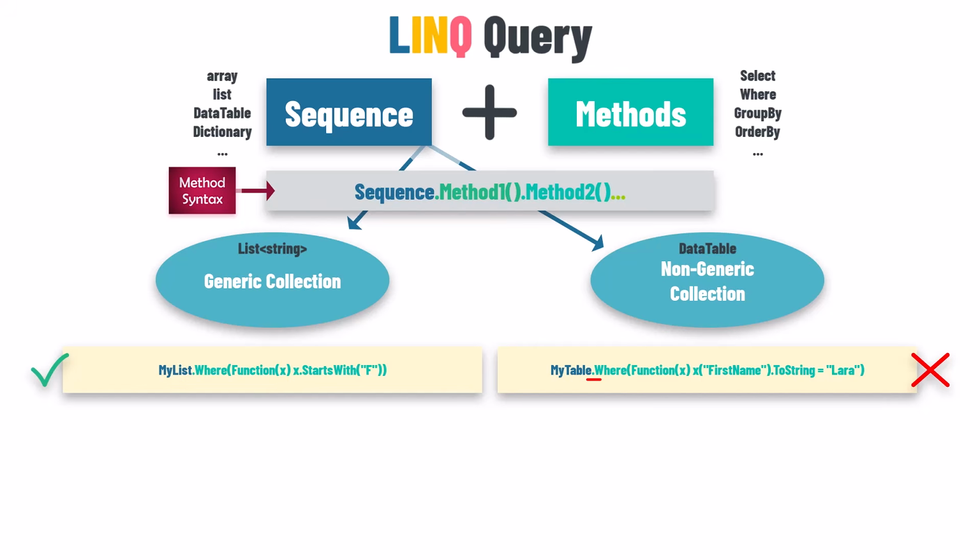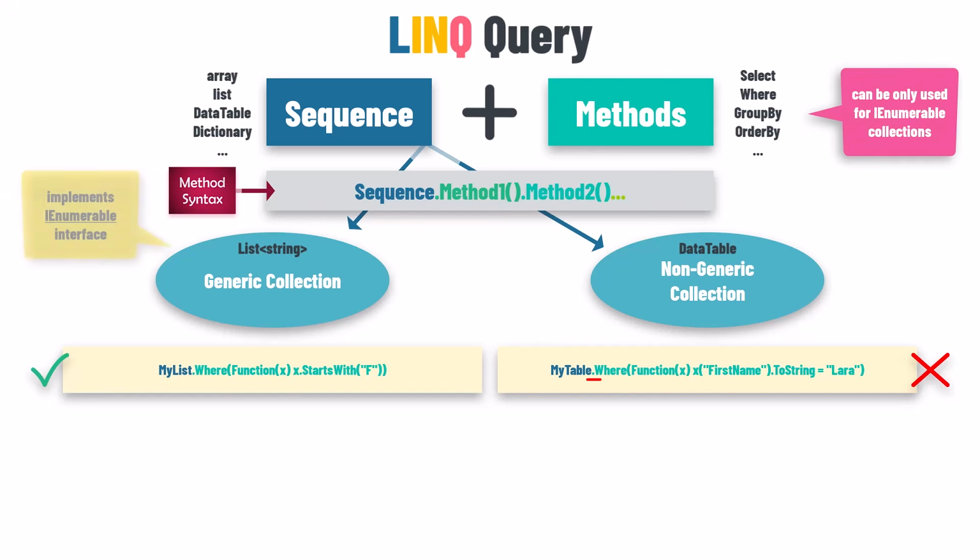Let's understand why we cannot use the methods directly here. The LINQ extension methods can be only used for collections that implement IEnumerable interface. All generic collections implement IEnumerable interface, therefore we can directly use the methods after the sequence. However, not all non-generic collections implement IEnumerable interface, such as the data table class. Therefore we cannot use the methods directly. We first have to convert the sequence to enumerable collection. This is where the AsEnumerable method comes into play.